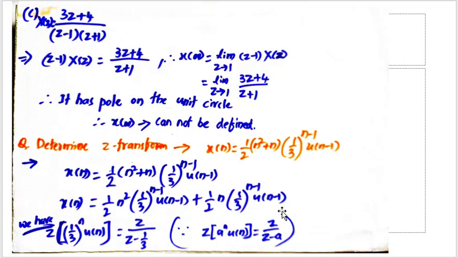Okay, now by looking at these terms, the z transform of 1 by 3 power n u of n can be represented as z upon z minus 1 by 3. How can we write this directly? Because we know that the z transform of a power n u of n will be z upon z minus a. Here the a term is 1 by 3, so that's why we can get this.